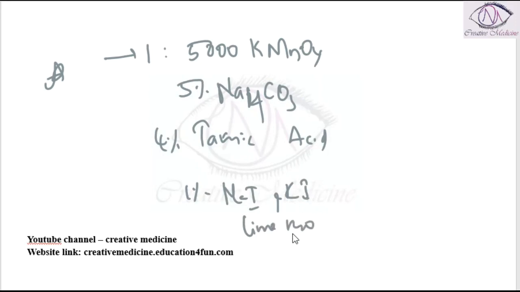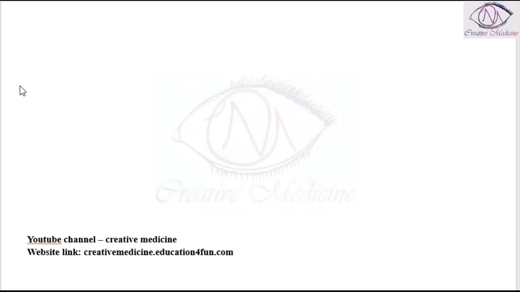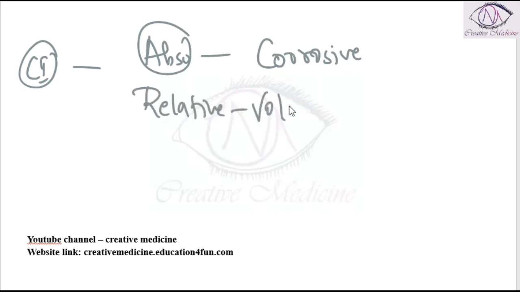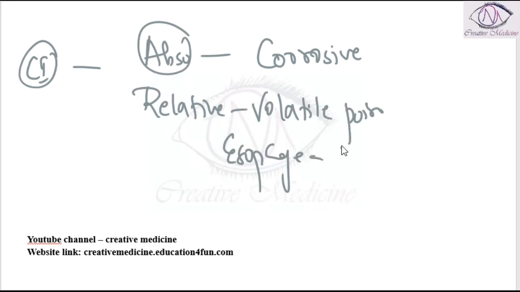Contraindications for gastric lavage. The only absolute contraindication is corrosives, except carbolic acid. Relative contraindications for gastric lavage are volatile poisons like kerosene, esophageal varices, and pregnant women. In coma, gastric lavage should not be done.